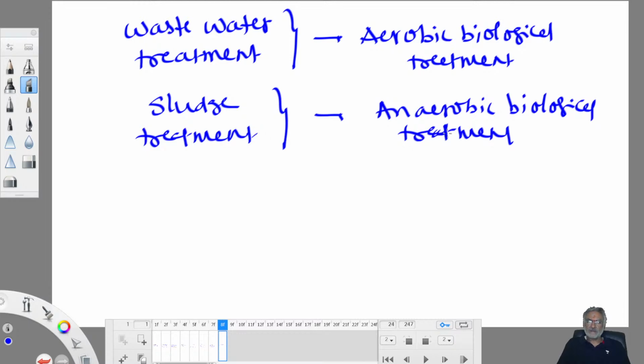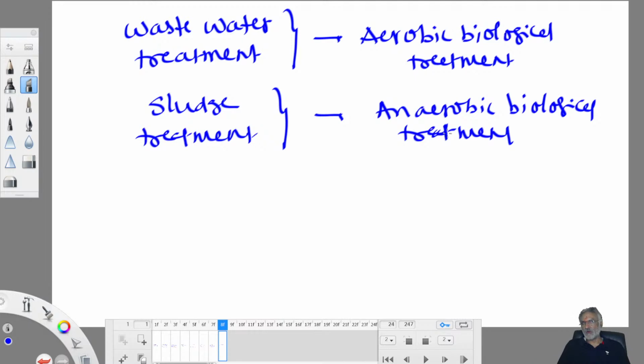Am I confusing you? Wastewater we first treat and dispose by biological treatment method, aerobic biological treatment, and sludge we treat anaerobically. So sludge treatment is generally anaerobic, wastewater treatment is generally aerobic. Doesn't mean that wastewater is always treated aerobically and sludge anaerobically, not like that. You can treat wastewater anaerobically, you can also treat sludge aerobically.